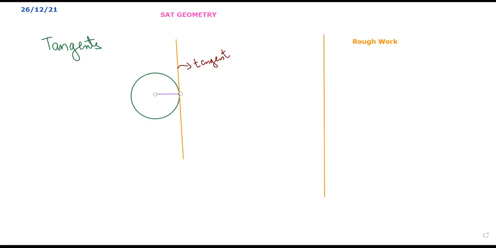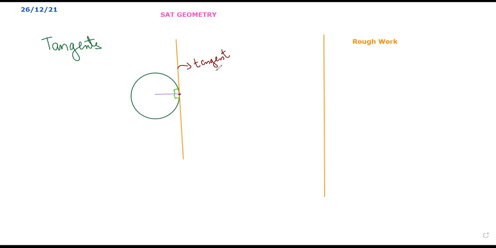Okay. So this radius is perpendicular to the tangent. So this would be 90 degrees and this would also be 90 degrees, okay? Because they are perpendicular. Okay. All right. And yeah.